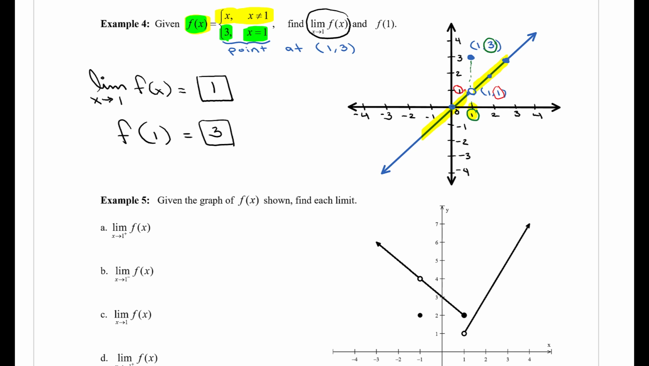So f of 1 equals 3, and I have boxed in that 3. So for example 5, it says, given the graph of f of x shown, find each limit.